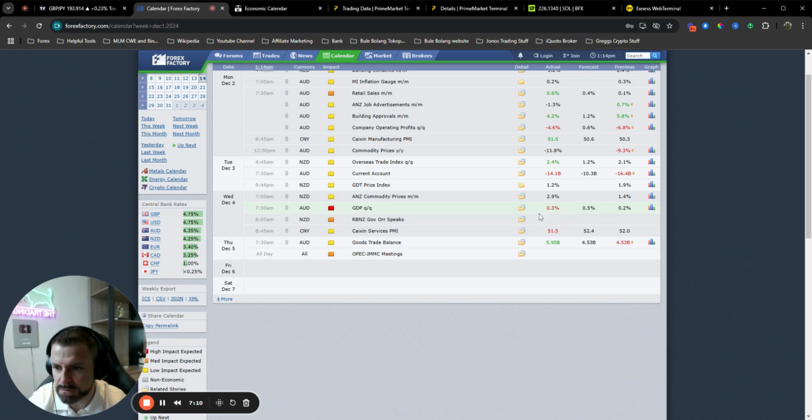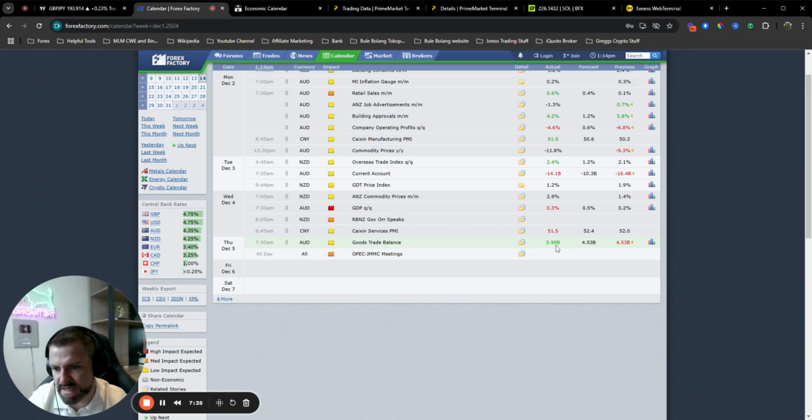And it's not bad. Caixin services PMI is slightly decreased, but it's still good. See, that's red, but it's good. Why is it good? Because it's still above 50, which means bullish. Now, when it's above 50 and it's dropped slightly, it just means things are slowing down a little bit, okay? But it doesn't mean it's bearish. It's still bullish, okay?